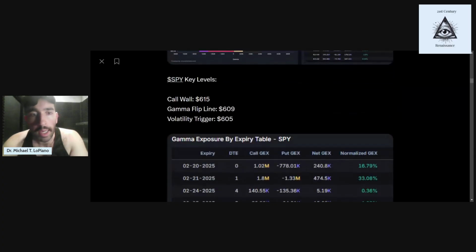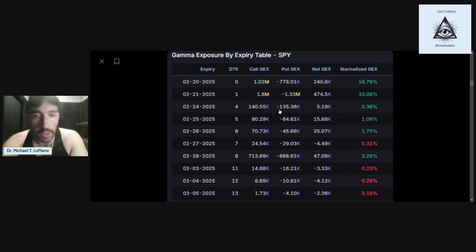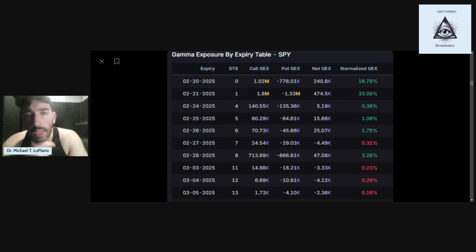is this optimism, right? I talked about this a little bit yesterday, but here it is visualized for you guys, right? We can see we have a lot of optimism heading into this OPEX. We have a lot of net call GEX that is piled up, assumed long, based on the way that traders typically engage with SPY options.